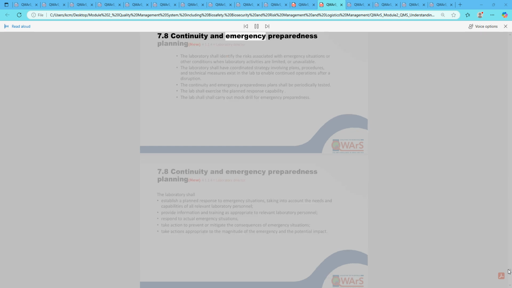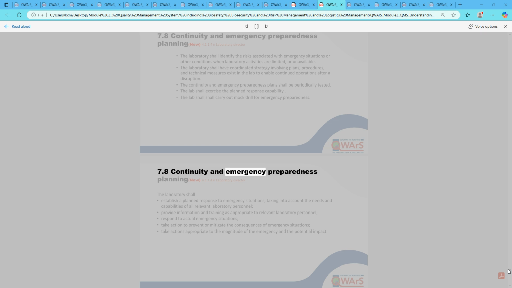7.8 Continuity and Emergency Preparedness Planning, new. 4.1.1.4N Laboratory Director. The laboratory shall identify the risks associated with emergency situations or other conditions when laboratory activities are limited or unavailable. The laboratory shall have a coordinated strategy involving plans, procedures, and technical measures to enable continued operations after a disruption. The continuity and emergency preparedness plans shall be periodically tested. The lab shall exercise the planned response capability. The lab shall carry out mock drills for emergency preparedness.